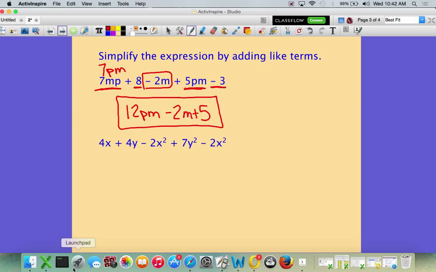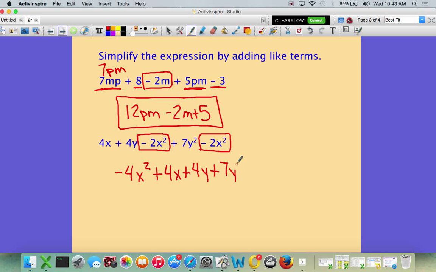For our next one down below, if you look here, we don't have a whole lot of like terms. We have a negative 2x squared and another negative 2x squared, so we could add those together to get a negative 4x squared, and I'm just going to bring the rest of these down. From here, we're not completely done. Some books say that you're done, but we do need to reorder these a little bit.